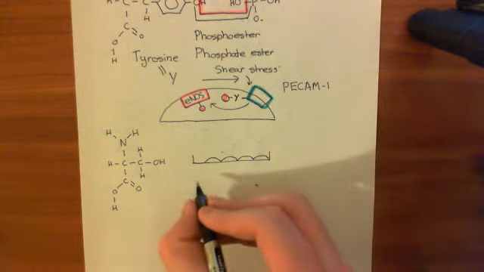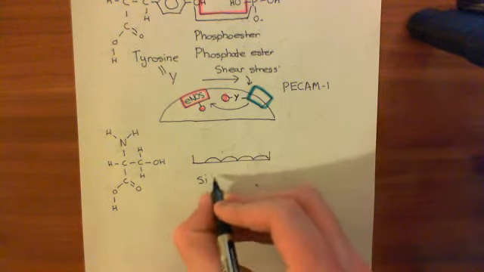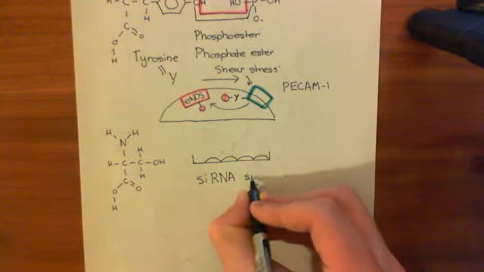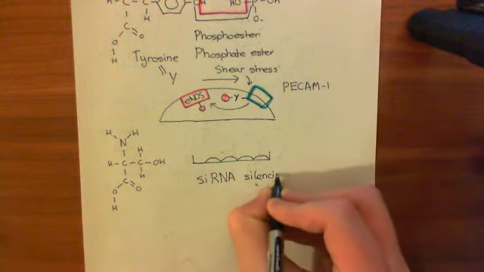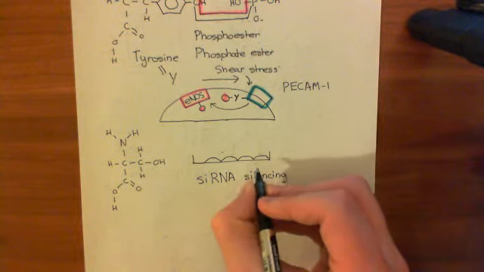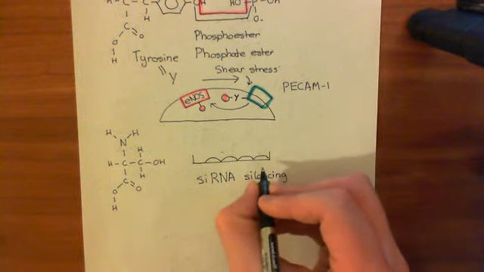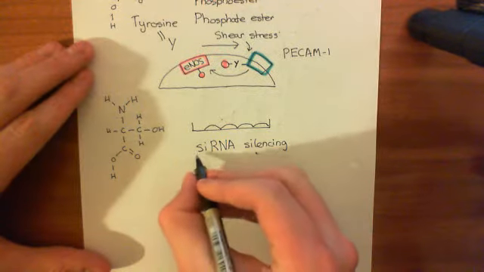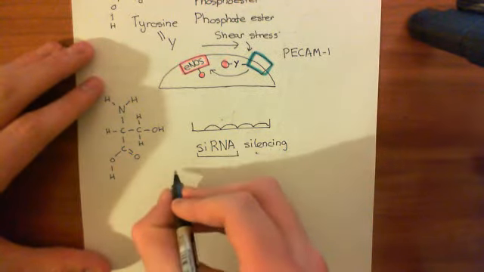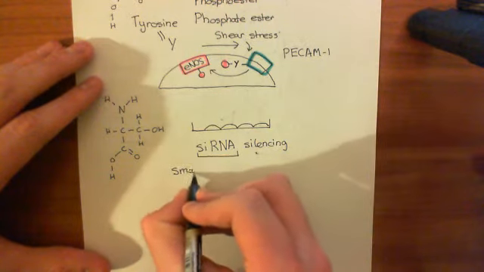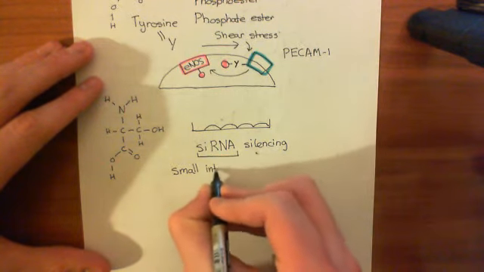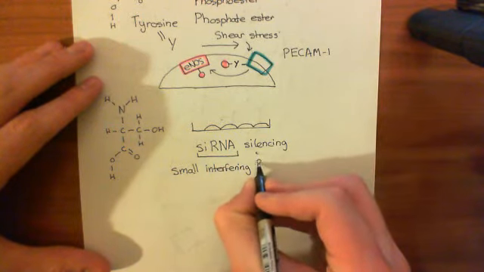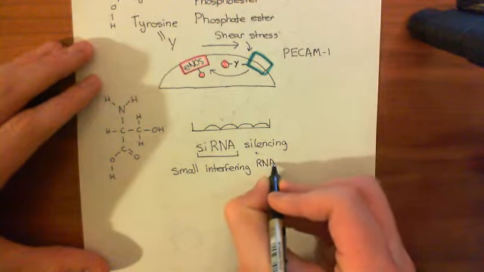Well, you use a technique known as siRNA knockout or siRNA silencing, which is a mechanism to stop cells actually making the gene product associated with certain genes. Let me explain to you what an siRNA is. siRNA stands for small interfering RNA, and basically they are a piece of double-stranded RNA.